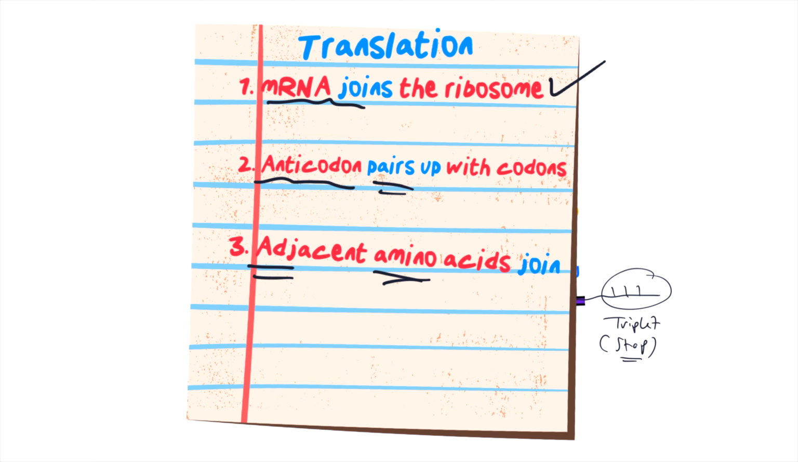So you can see I'm using more or less the same key terms that I used during transcription: the pairing up and the joining of adjacent. We don't have unzipping here. We have the messenger joining the ribosome. So when you're writing about translation, try to use those three key terms. It would help you to write a good answer.